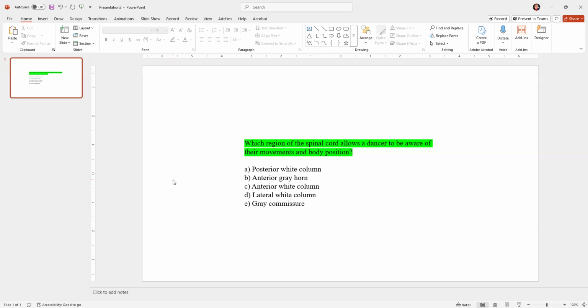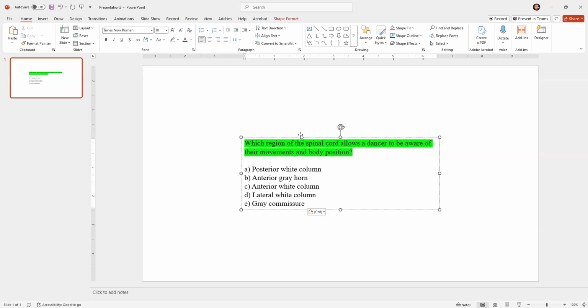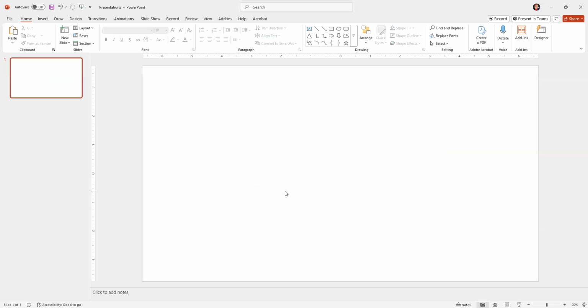So that's your posterior white column. Okay. And the posterior white column is made up of two fasciculi, your gracile fasciculus and your cuneate fasciculus.